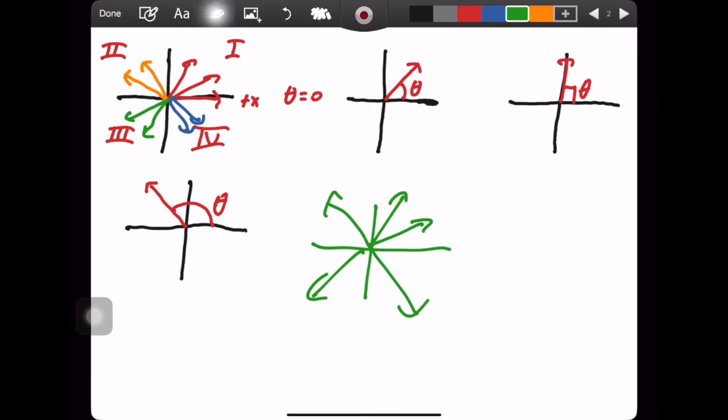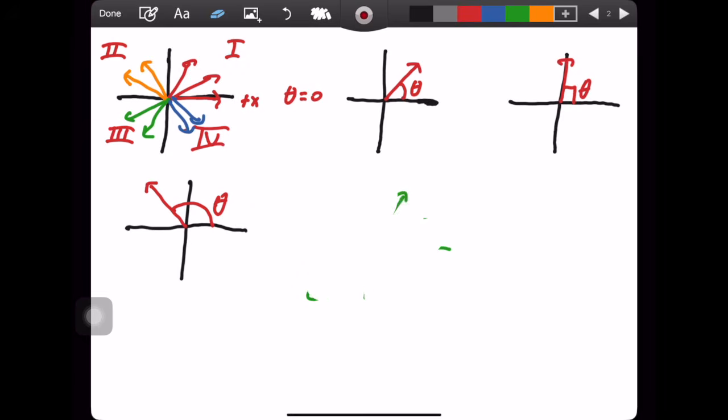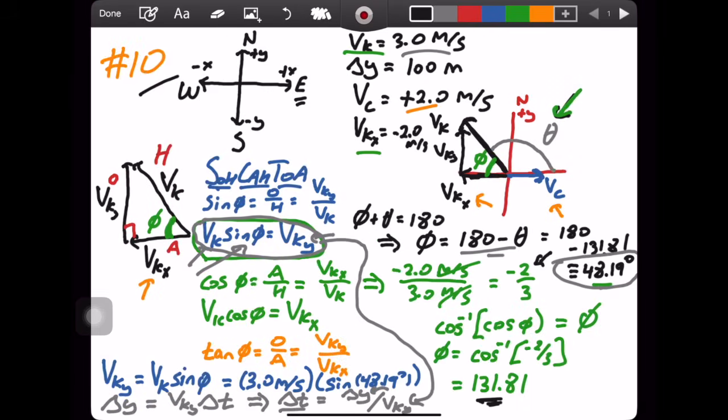Where in all of these cases, you have some vector like our kayaker one, and since it starts at the positive x-axis, this theta is defined as the angle that's swept till you get to the vector. I hope you found that helpful. That's going to conclude this review of problem number 10 from problem set 2.